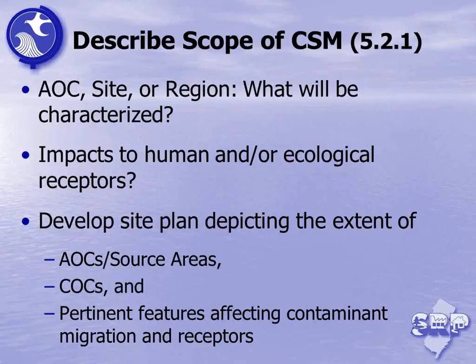And the process begins with, what are you trying to characterize? A single AOC, an entire site, or something larger? Once this is defined, you need to determine if you're going to use it to address human or ecological receptors, or both. You should include a site plan appropriate to the scale and the intent of the CSM. It should include the AOCs, the sources, and the contaminants of concern. We provide a checklist in Appendix A of our document. It identifies the type of information which could be collected during the investigation and the remedial process.